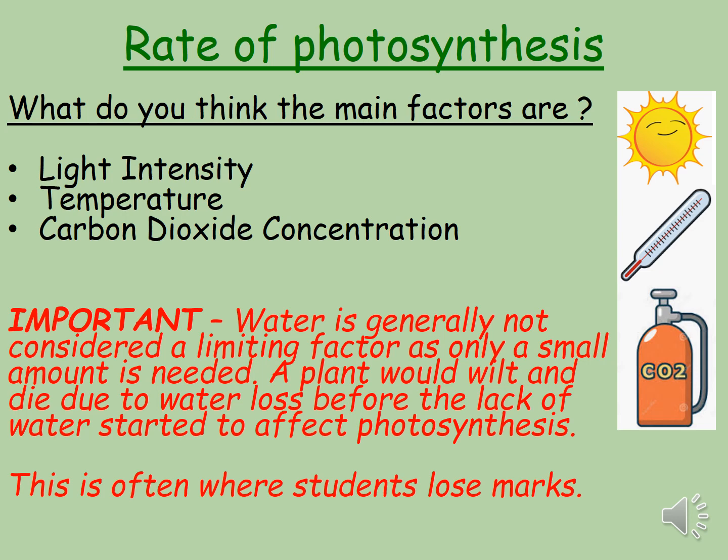This is because most of the water that the plant takes in is used for other purposes, such as support, keeping the plant upright, and for transportation of substances through the plant. It's only used in relatively small quantities for photosynthesis, and a plant would end up suffering from lack of water and wilting and going on to cell death before the lack of water had an effect on photosynthesis. So this is the reason why it's not considered to be a limiting factor, even though it is one of the reactants in the equation.